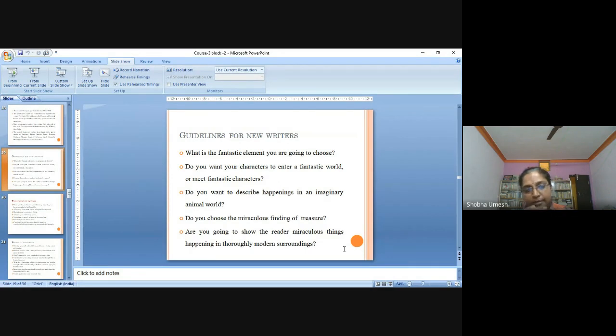So the third thing is, does your storyline move in an imaginary animal world? You might have heard of Animal Farm or the Jungle Book, books where the animal world tries to impart certain humanitarian qualities. And the next thing is, do you choose the miraculous finding of treasure?